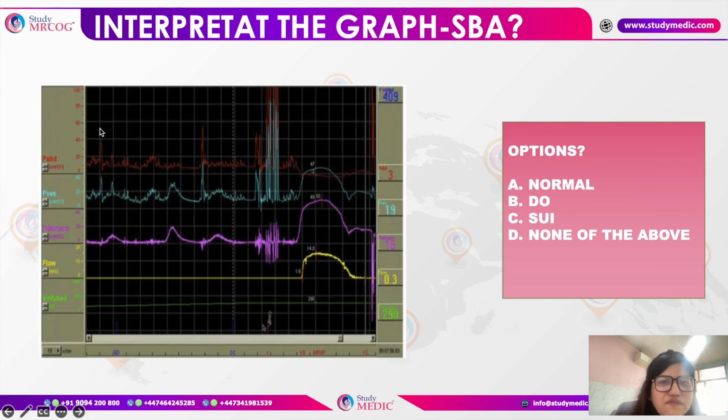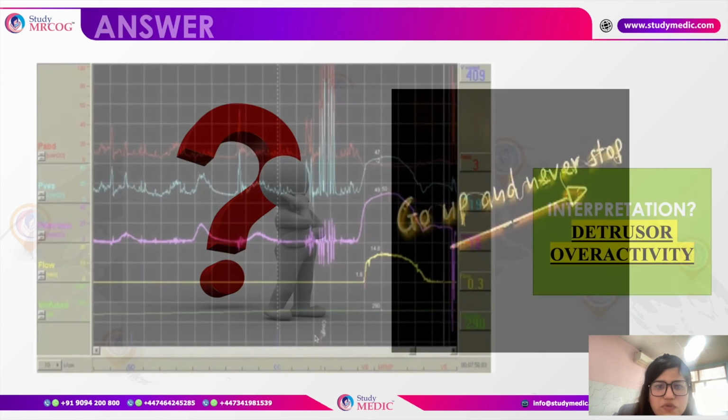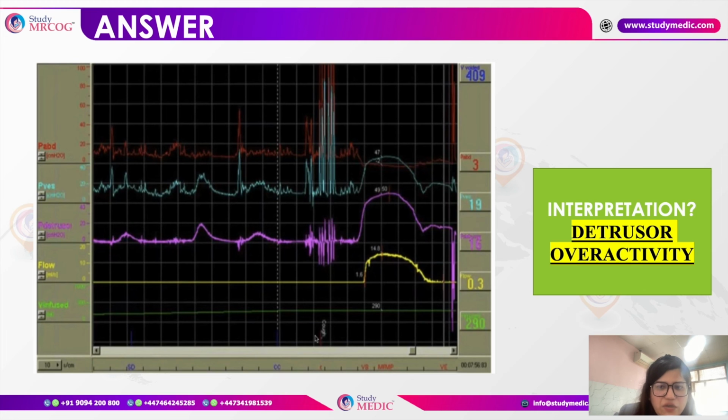So the next graph that you can see here is where red is the P abdominal, light blue is P vesical, and pink is P detrusor. So here there is change in P vesical and change in P detrusor, no change in P abdominal. So this looks like detrusor overactivity. So this is what happens in detrusor overactivity. So this was all about the graphs that we had to discuss.